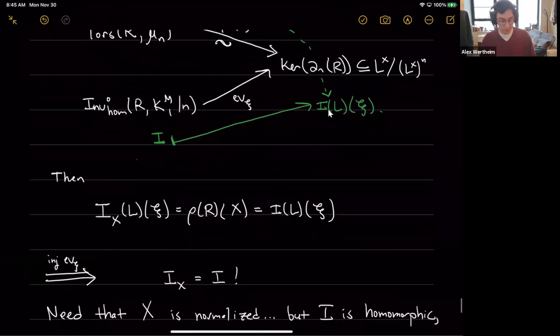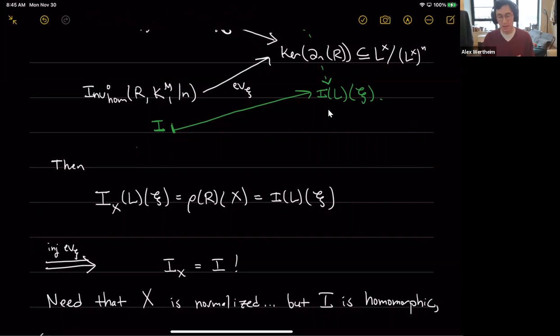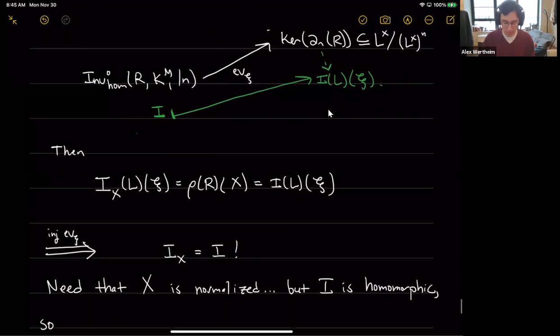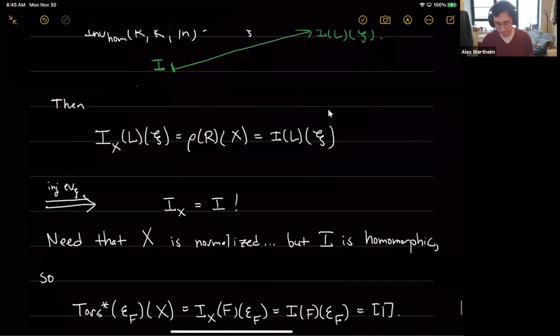And so this proposition about injectivity when evaluating at the generic point for functors satisfying this multiplicativity criterion tells us now that Ix is in fact equal to I. And since the map lambda n sends any normalized mu_n-torsor X to Ix, we would be done if X were normalized in proving surjectivity. But I claim that this actually follows from the fact that I is a homomorphic invariant.